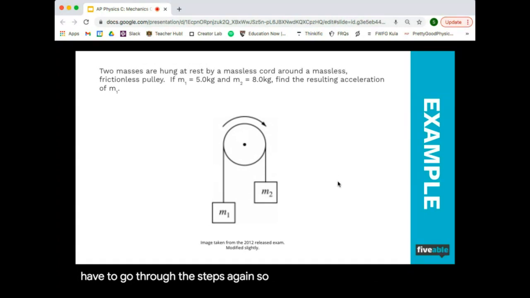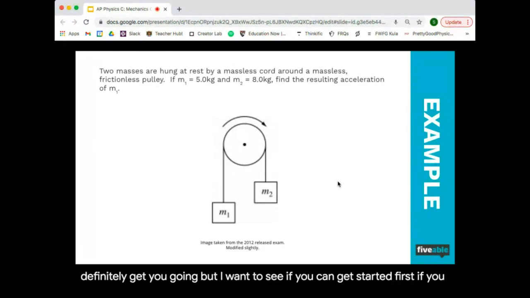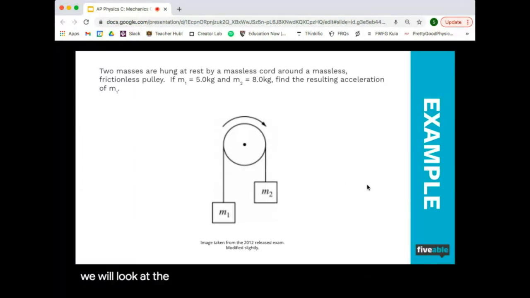So we've got two masses. They're hung at rest. And it says, again, massless cord, massless frictionless pulley. That means just don't worry about it. If the first mass is 5 kilograms and the second mass is 8 kilograms, once it's released, we want to find the resulting acceleration of m1. So we're going to work on this one. I'm going to give you a second to get started. I'm going to interject in case you get stuck, with some tips, so that I can definitely get you going. But I want to see if you can get started first. If you have questions, always put them in the chat. We are here to help, and then we will look at the answer.